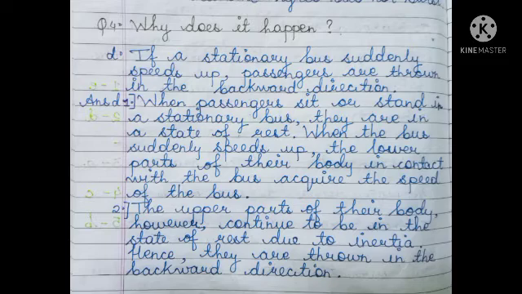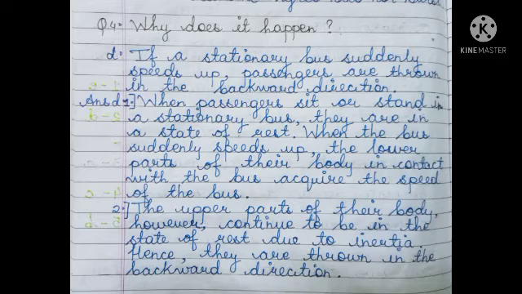So, why does it happen? When passengers sit or stand in a stationary bus, they are in a state of rest. They are not in any motion. So, when the bus suddenly speeds up, the lower parts of their body in contact with the bus acquire speed, and the upper parts of their body, however, continue to be in the state of rest.